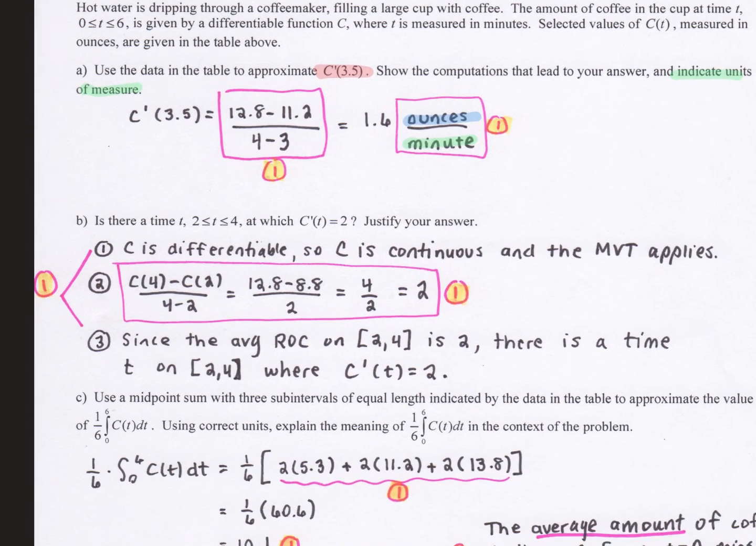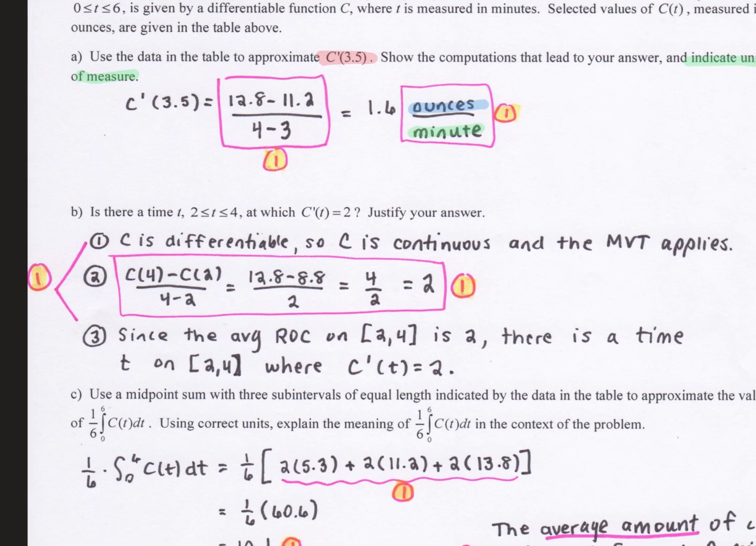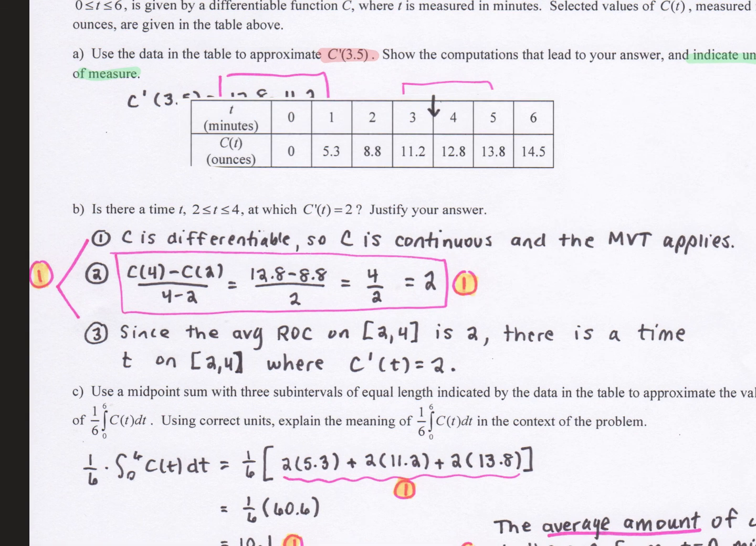In part B, I'm asked if there's a time on the interval from 2 to 4 where C prime of t equals 2. Because my table has C values and I'm asked about C prime, that's a clue that I'm going to use the MVT on this one. In order to use the MVT, I need a differentiable and continuous function. What I'm told in the stem of the problem is I have a differentiable function. But we know if a function is differentiable, it is automatically continuous, and therefore I can use the MVT.